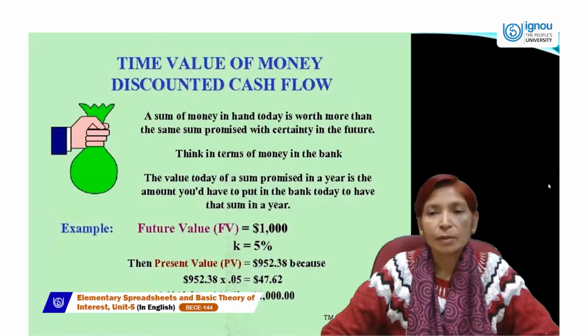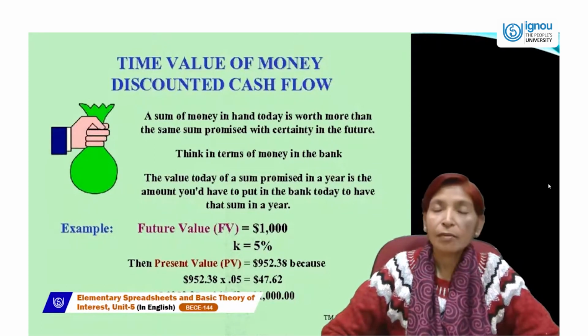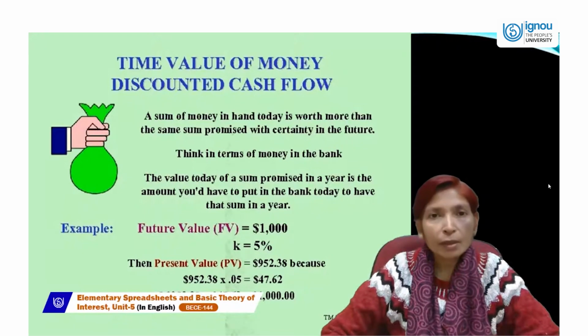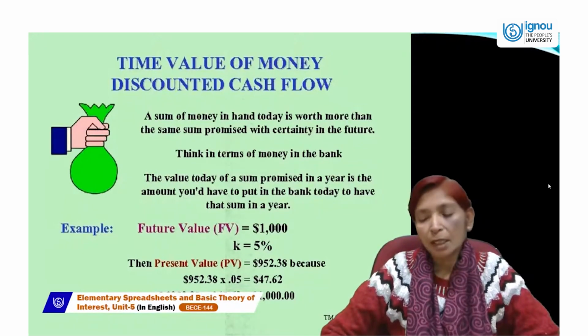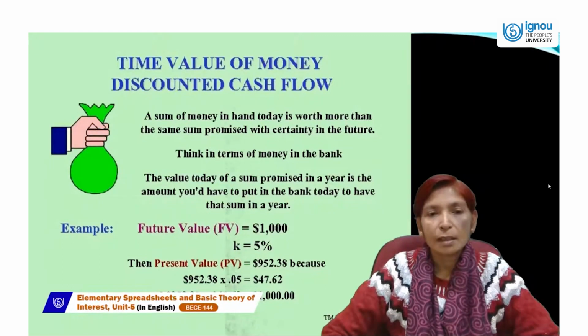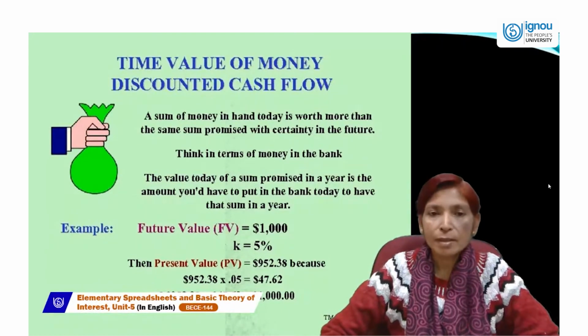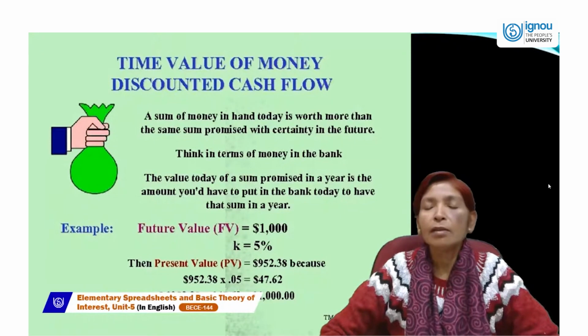So future value will always increase because in future value interest will be added. But in present value interest is not included, while in future value interest will be added. That's why a sum of money in hand today is worth more than the same sum promised with certainty in the future.